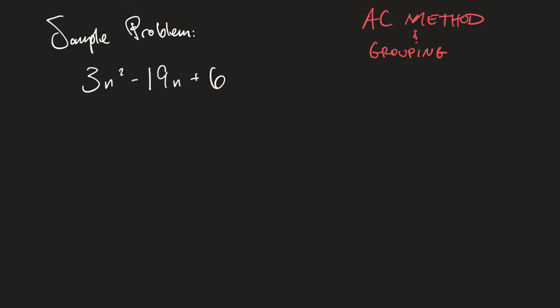Another sample problem. 3n squared minus 19n plus 6. So I'm going to set up my lists to use the AC method and then split it up so I can group it. I'm looking for two factors of positive 18, this is important, that when I add them together, I get negative 19. So how can I get a product that's positive and a sum that's negative? The only way for that to happen is if both of my factors are negative.